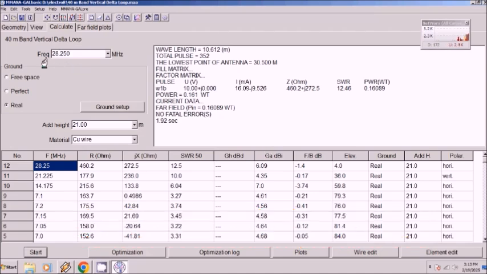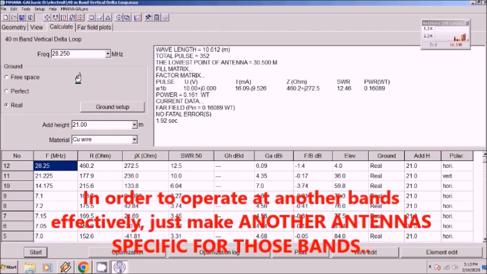So I think if you need to operate at the 20 meters band, at the 15 meters band, at the 10 meters band, you should make another antenna for that specific band, try to simulate again with this computer simulation, and realize again. That will be much better.